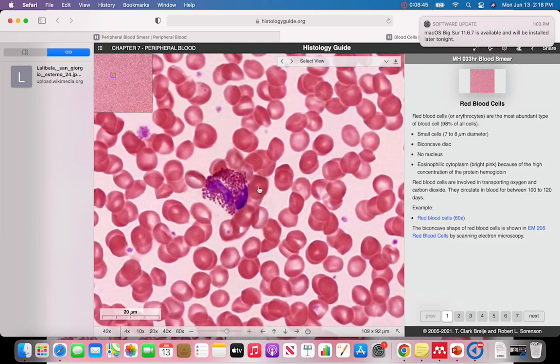And this one is an eosinophil. As you see, the granules are eosinophilic. They have the same color as the red blood cell, and the nucleus is bilobed.